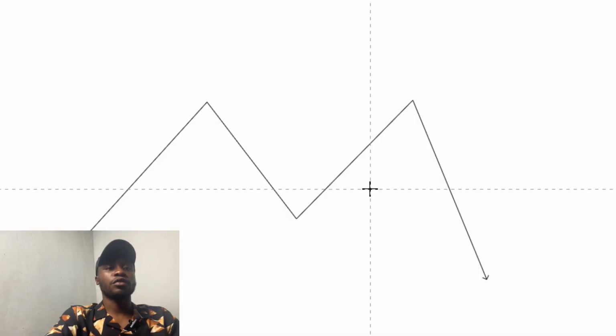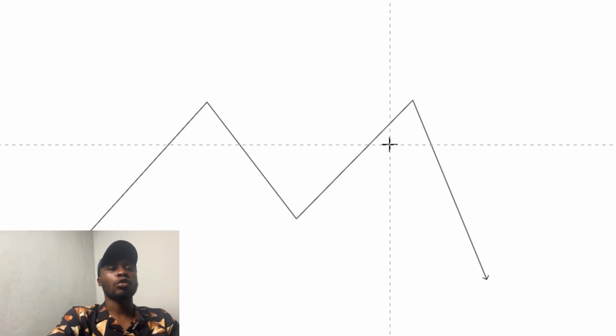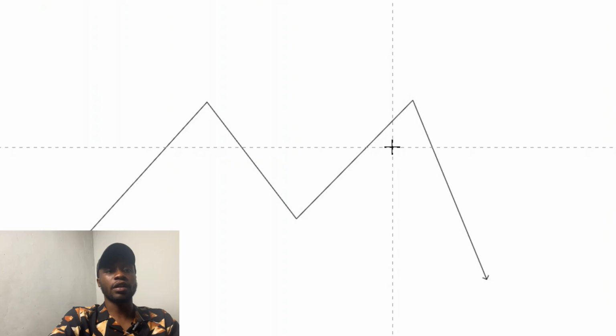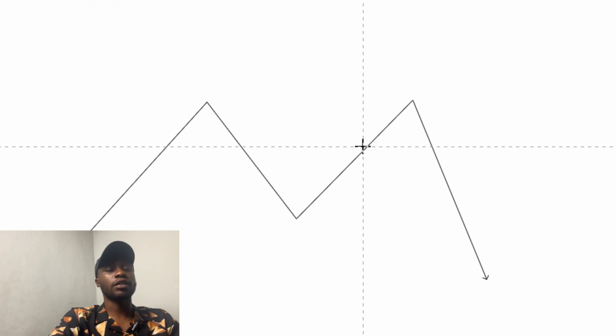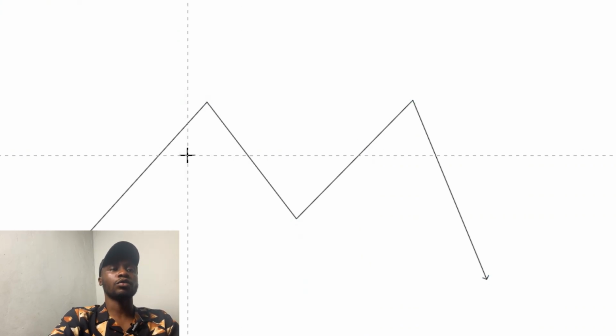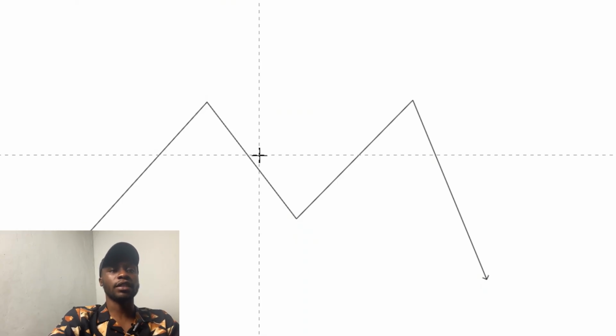So without wasting much of your time, we are going to be switching to my screen. Yes, welcome to my screen. As you guys can see on my screen now, I have a double top chart pattern. This is a reversal chart pattern. First of all, I'm going to talk about the chart pattern, then the reversal and the continuation. Then we move to trend line, then Fibonacci, then support and resistance.